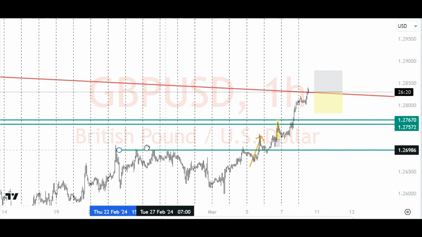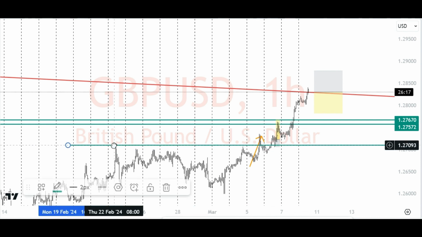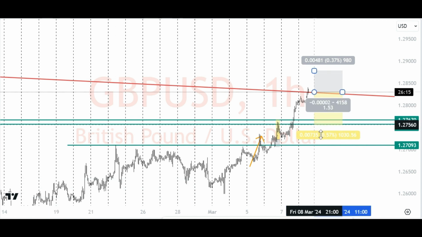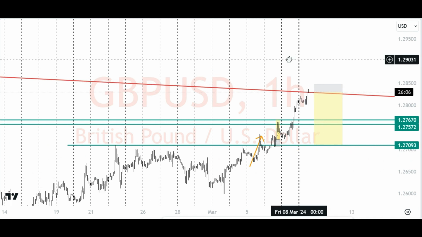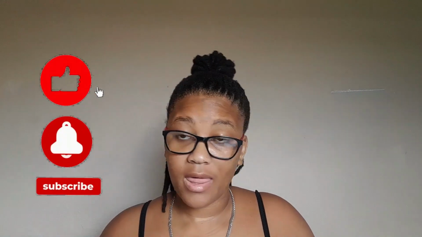I'm gonna have my TP here. I'm so scared of trading USD, US 30 and US 100. But I feel like it's going up, guys. So that's my analysis for NFP. I'll give you guys an update.